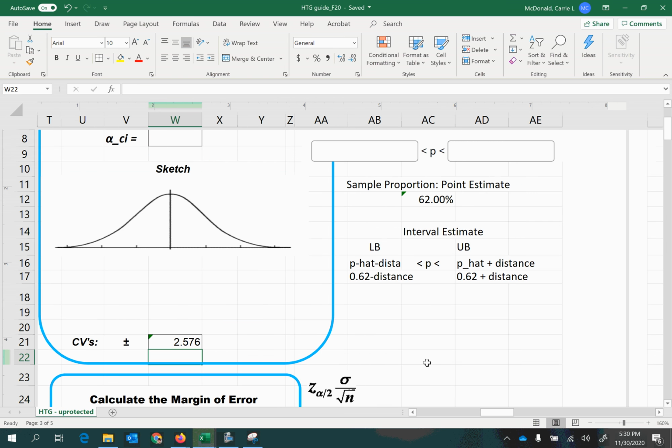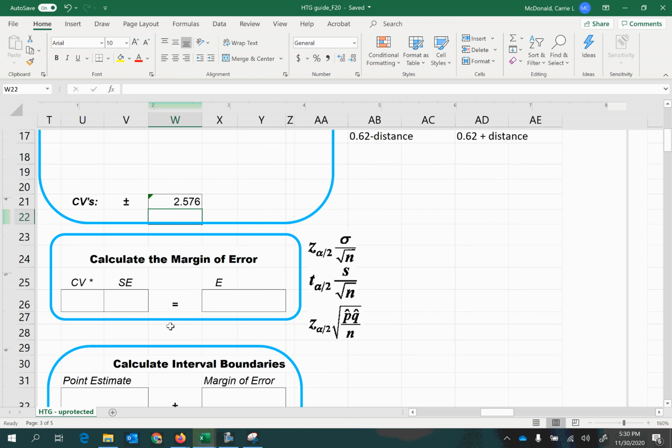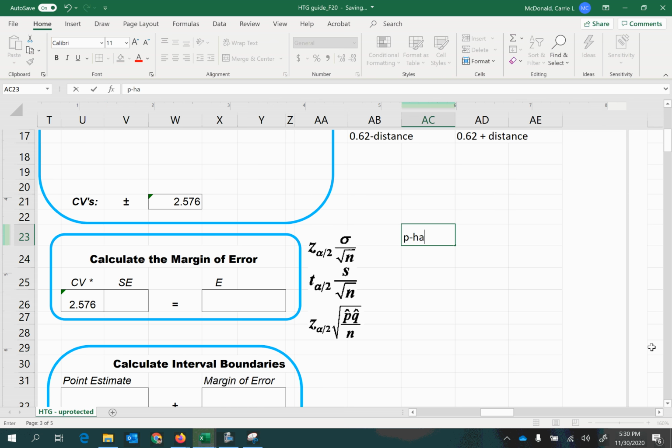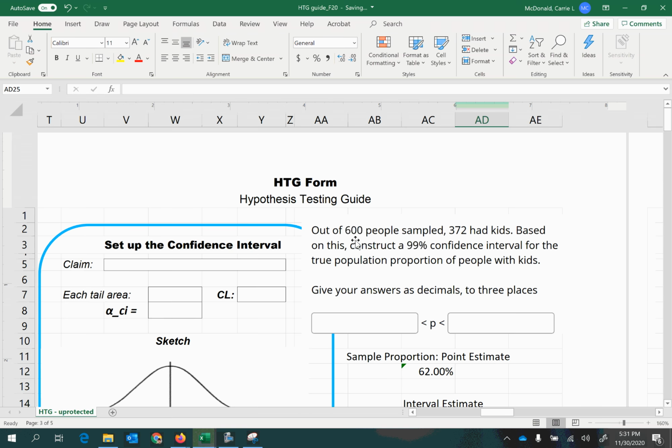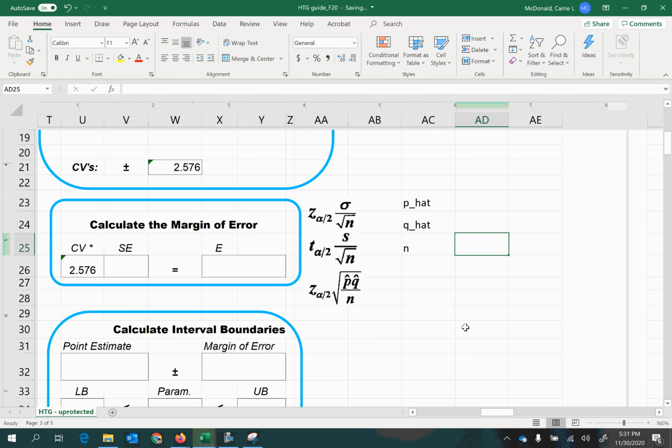Okay, so we're going to take whatever that standard error is, and we know we're going to take 2.576 standard errors. And what is the standard error? It's p hat q hat over n and take the square root. So we need to figure out what is p hat, what is q hat, and what is n. N is easy, right? We saw up here that there was a sample size of 600. I'm going to put that in, 600.